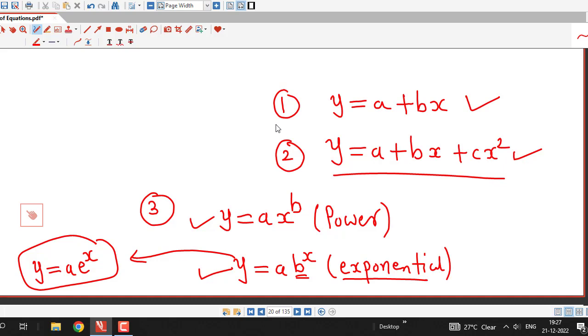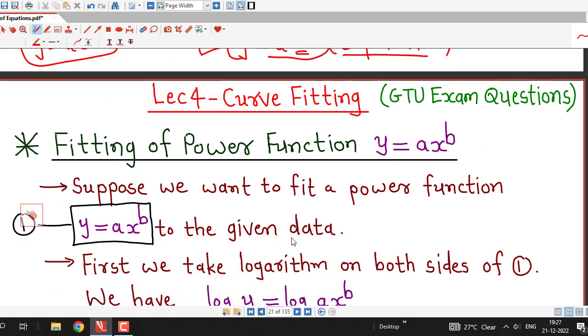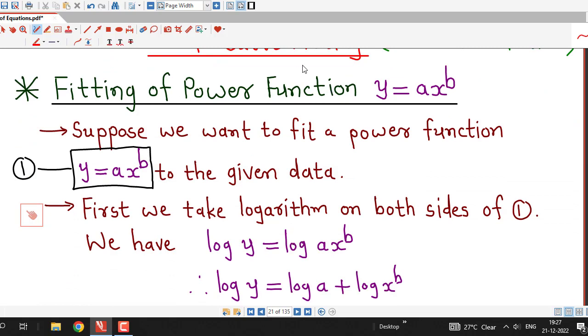Sometimes they can ask you to fit a curve which is different from a straight line and a parabola, and they can ask you to fit a power function or exponential function also. So in this lecture we will see how to fit a power function to the given data, and in the next lecture we will discuss fitting of an exponential function. So suppose we want to fit a power function to the given data, then how to fit this type of power function? The method is easy.